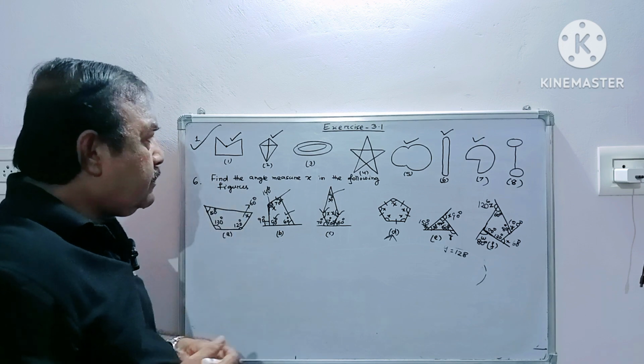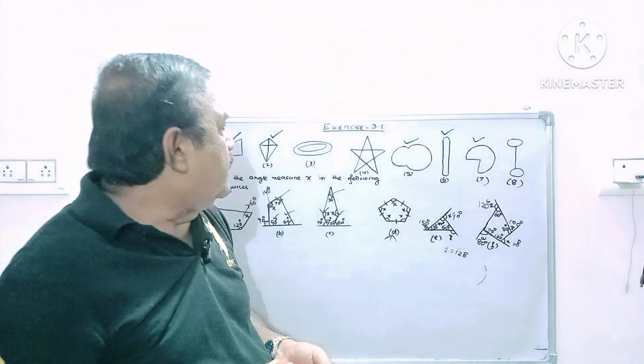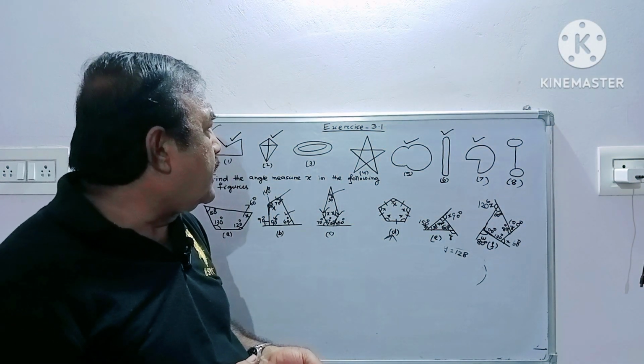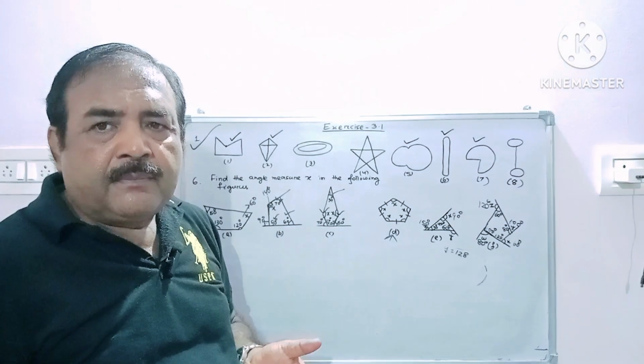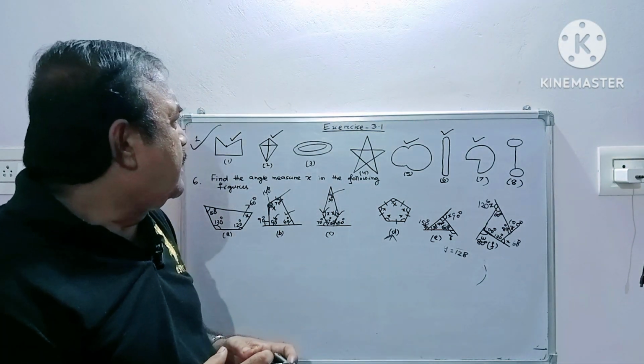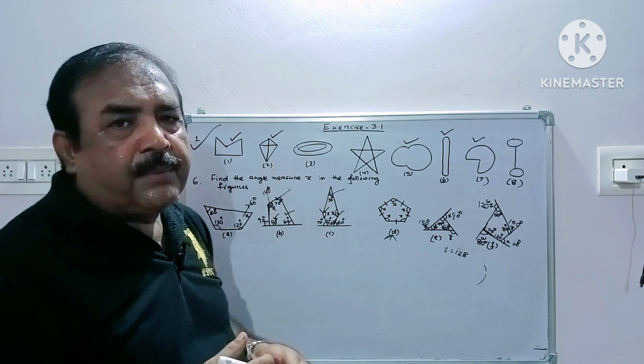So in the next video clip, we will discuss the properties of quadrilaterals like the parallelogram, kite, and in some special cases. Then we will proceed to exercise 3.2.